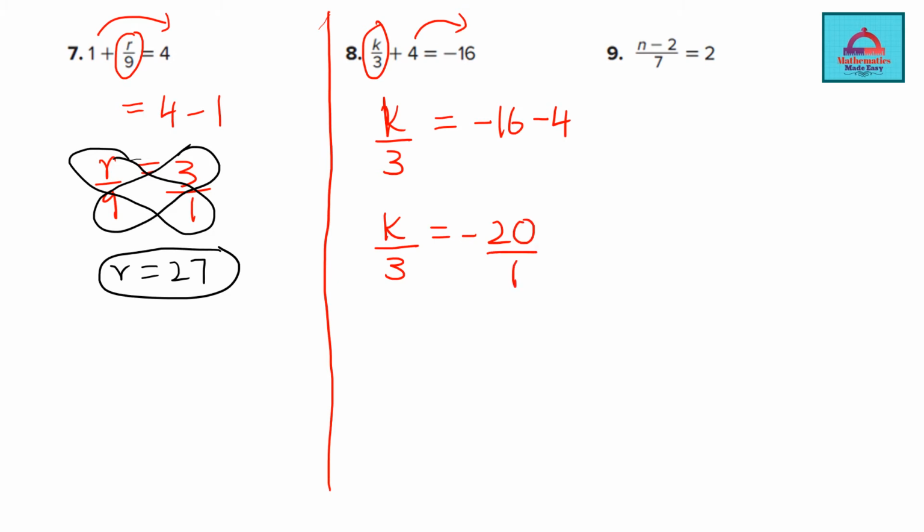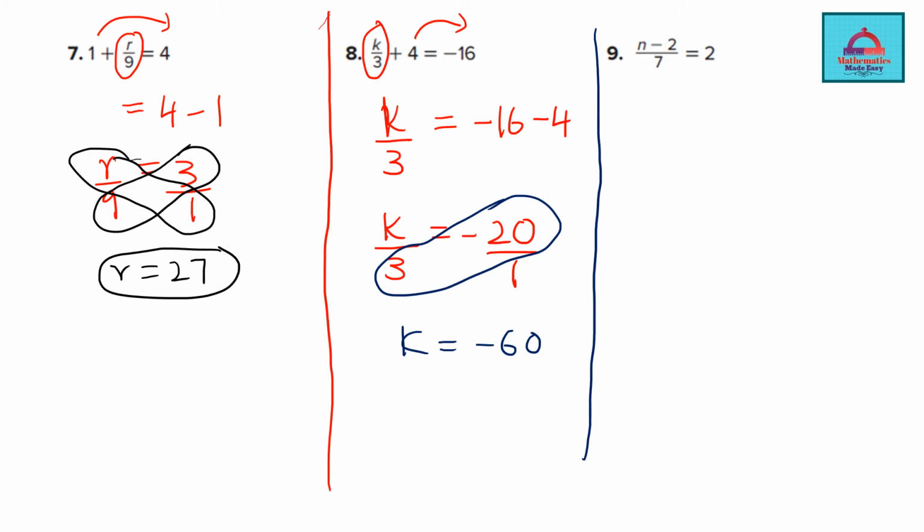Again, cross multiplication will apply and it will give you k as minus 60. Let's do the next one. Here we need to isolate n, but n minus 2 is not separate. It has minus 2 divided by 7 with it. So we can very well go with cross multiplication.